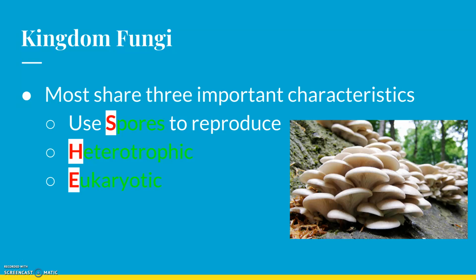So spores, basically think of it like a little seed. Okay, if you want to grow a flower or a pumpkin or something, you're going to plant a seed into some soil, put some water on it, and boom, a couple months later you got a flower. So spores are like a seed. Heterotrophic means that they have to eat food. Okay, and then eukaryotic means that they have a true nucleus because it's a eukaryotic organism.